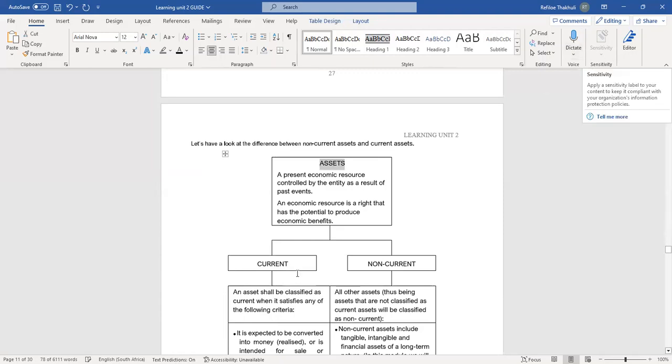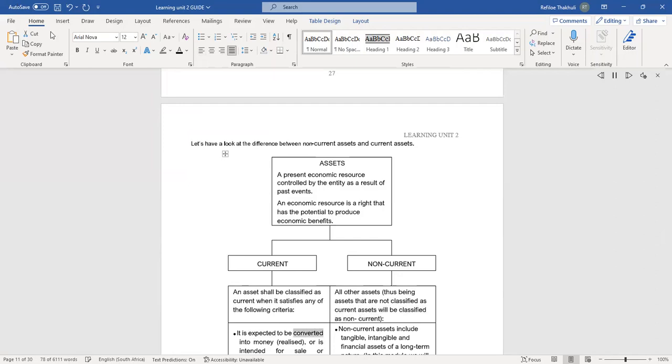Assets. A present economic resource controlled by the entity as a result of past events. An economic resource is a right that has the potential to produce economic benefits. Current. Non-current. An asset shall be classified as current when it satisfies any of the following criteria. All other assets, thus being assets that are not classified as current assets, will be classified as non-current.